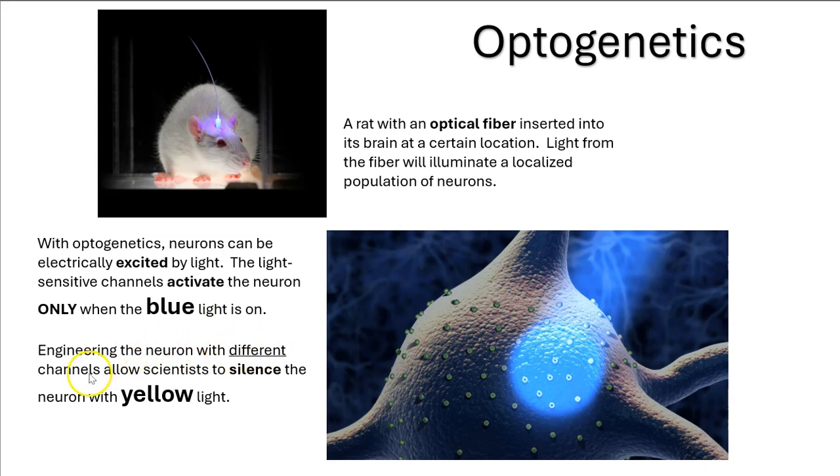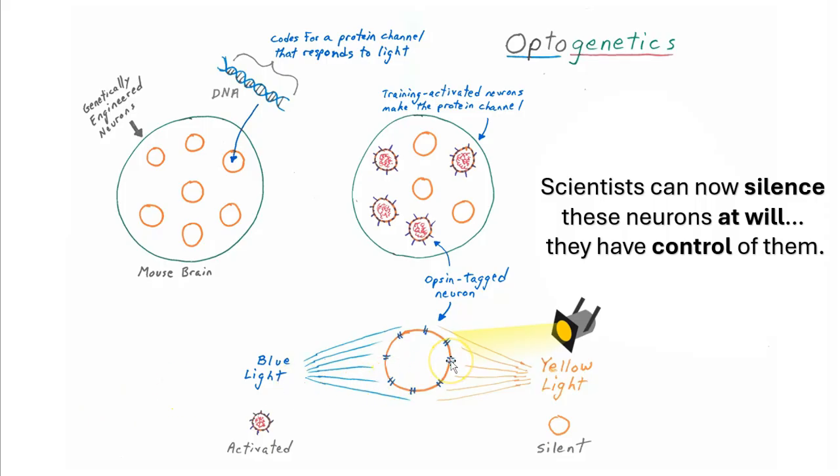Engineering the neurons with different channels allows scientists to silence the neuron with yellow light. So inserting a different gene for a different protein channel that responds to yellow light will allow scientists to inhibit a neuron when they shine the yellow light on them. We could say silence the neuron. So with a certain kind of channel, blue light will activate the neuron. With a different kind of channel, yellow light will inhibit the neuron, will silence the neuron.